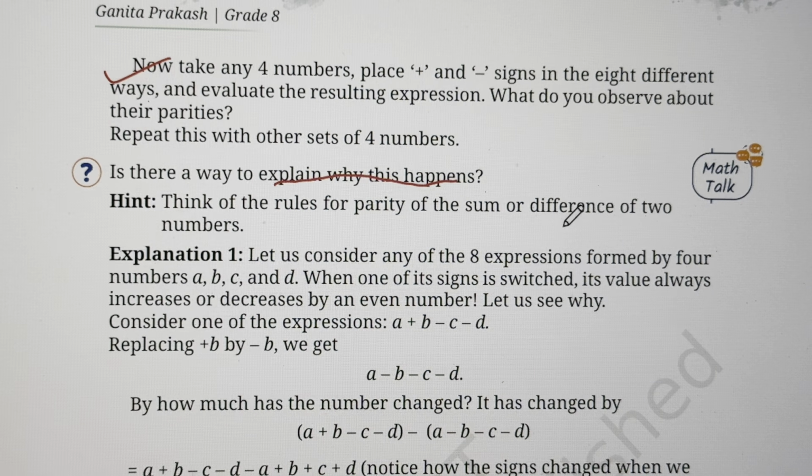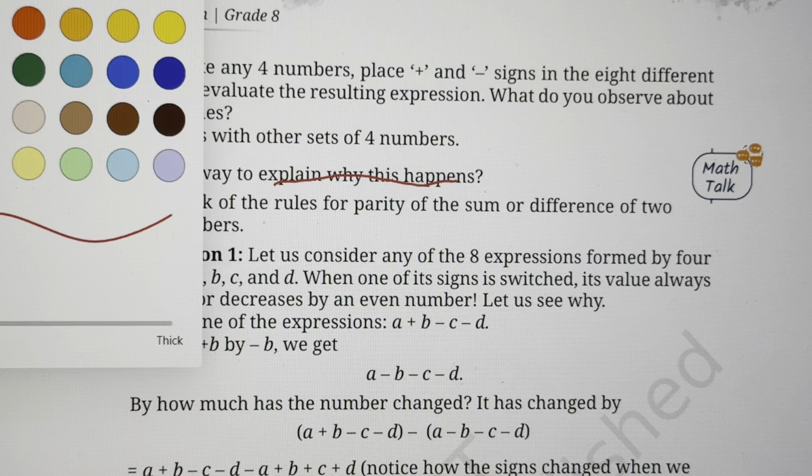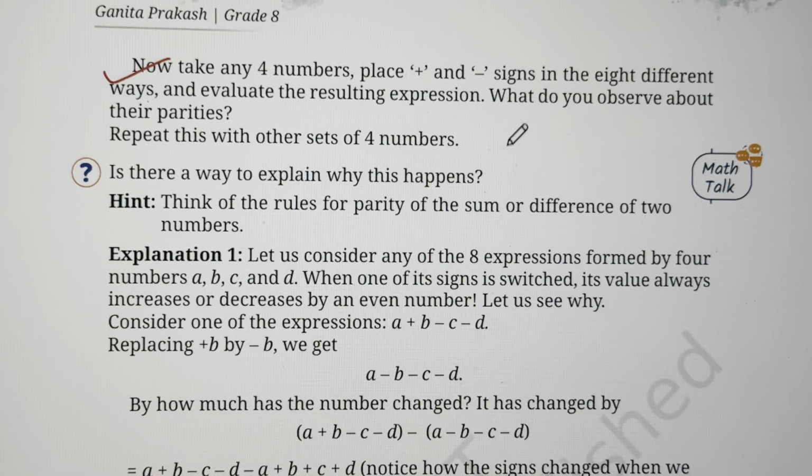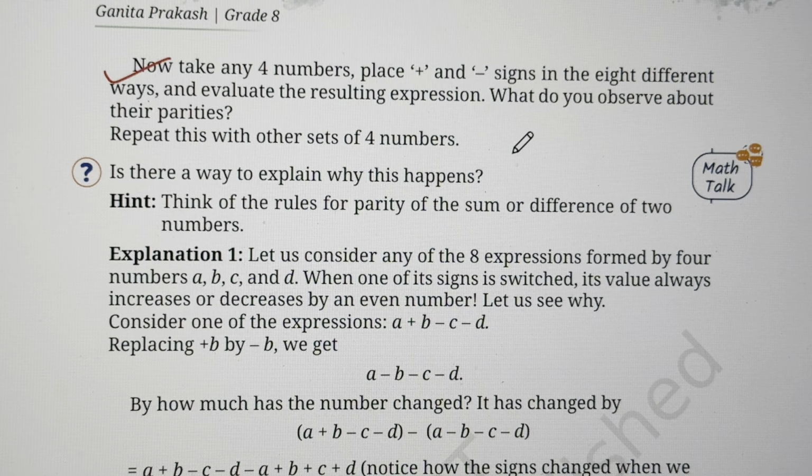Think of the rules of parity of sum or difference of 2 numbers. Earlier we did this parity, so I'll just recollect it and tell you. For sum and differences, if you add even plus even, plus or minus, you get even always. Odd plus or minus odd will also give you even. Only in the case of odd plus or minus even, you will get an odd number.